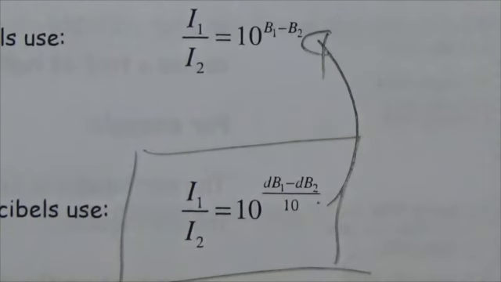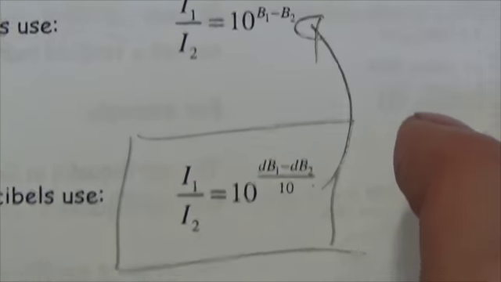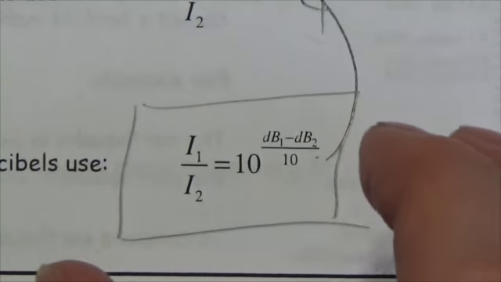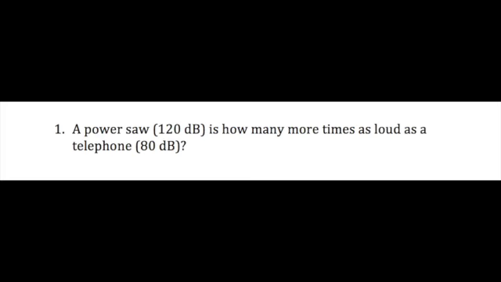This is probably going to be the most useful formula that you're going to use when working with sound. Again, just like the decibel scale, you're not going to be given that equation. You're going to have to remember that. It is worth remembering that and not trying to develop it from anything that you were given in the question. A power saw at 120 decibels is how many times as loud as a telephone at 80 decibels?